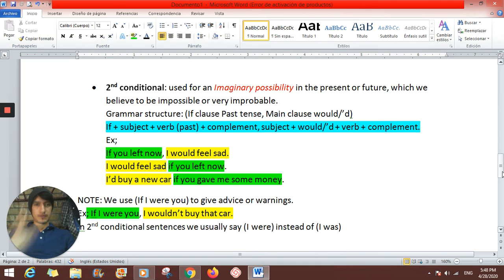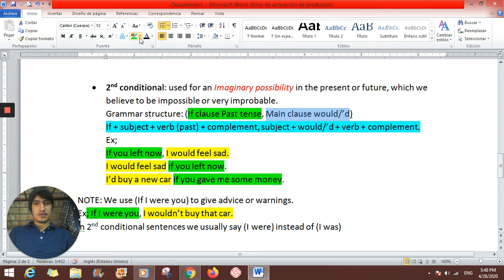Next, the third one, second conditional. It's used for imaginary possibilities, and we are sure are impossible or very improbable. So imaginary possibilities which seem impossible. Here's the grammar structure. Your if clause, I forgot to highlight this. Your if clause is in the past tense. Your main clause or your result needs to be with would.